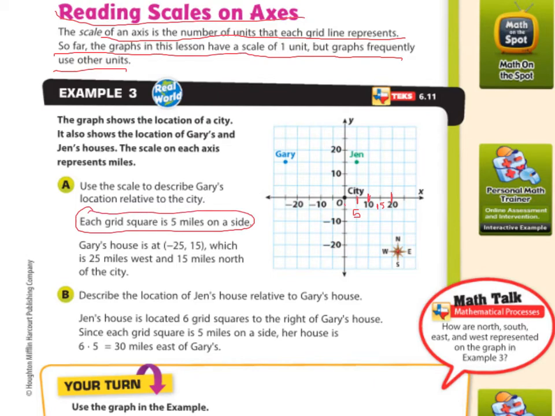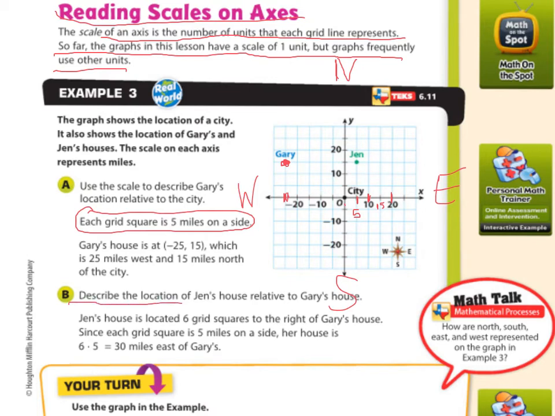Gary's house is at negative 25, 15, which is 25 miles west and 15 miles north of the city. Okay, so here you also have to remember directions. We'll never eat soggy waffles. Okay, so he goes to negative 25, that's here. He goes west 25 miles, and then he goes up 15 miles, that's north, and then Gary's house is there.